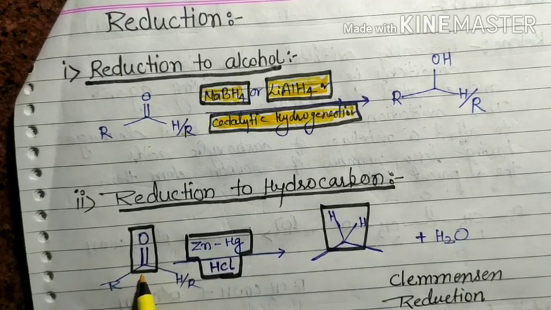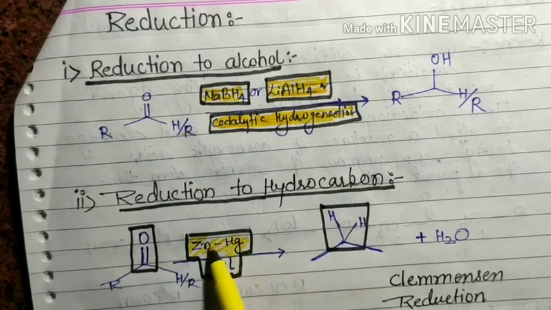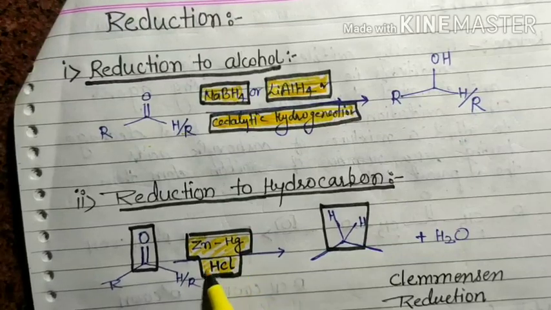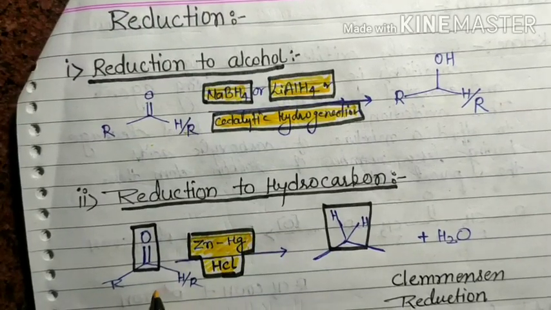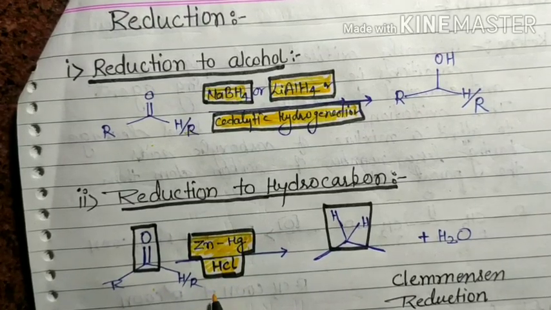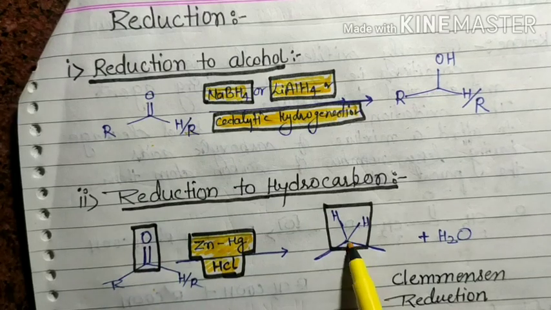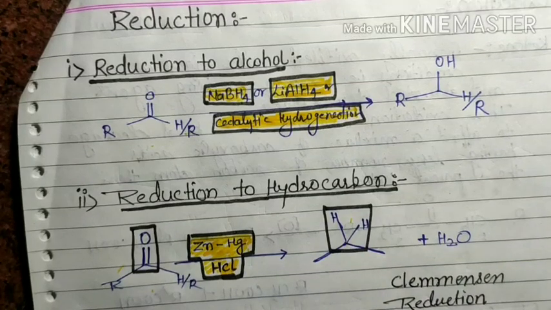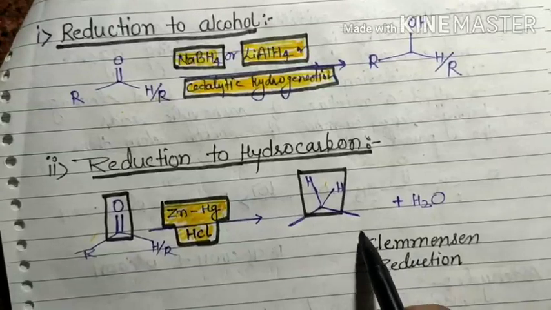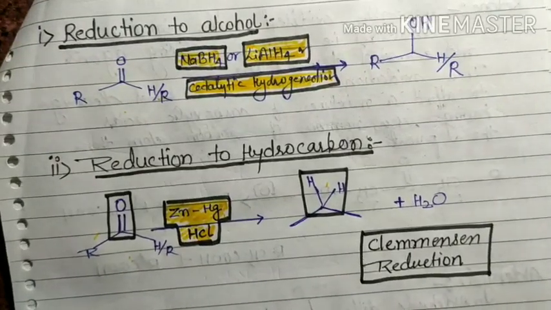That means C double bond O converts into the CH2 group. There is no change in the number of carbon atoms. So you should remember the reagent of this conversion. ZnHg, zinc, mercury and HCl are used together to convert the C double bond O group into a CH2 group. So this may be a straight chain. C double bond O converts into the CH2 group, and this reduction is a name reaction called Clemmensen reduction. So this is an important name reaction.